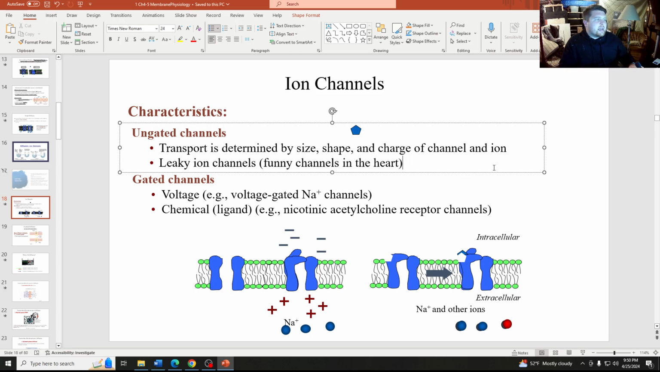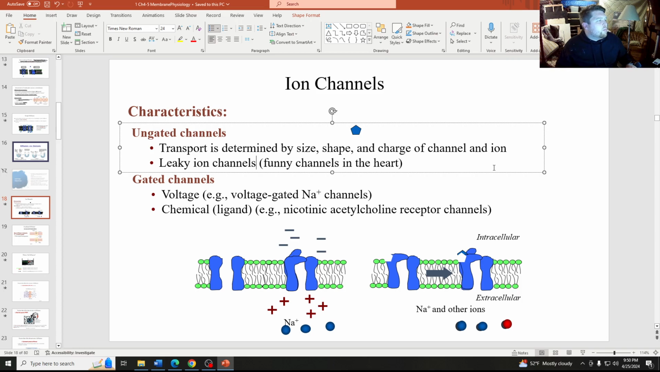One of the examples of this is leaky ion channels, also known as funny channels when you talk about them in the heart. Leaky ion channels slowly let certain things, mostly sodium, through. We have leaky sodium channels. Stuff slowly leaks and trickles through, and they're open all of the time.